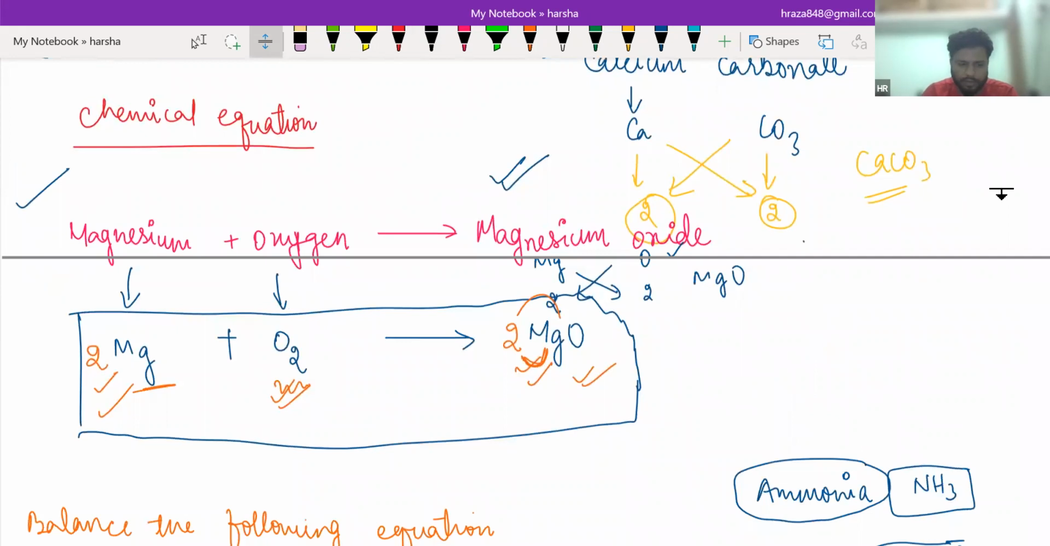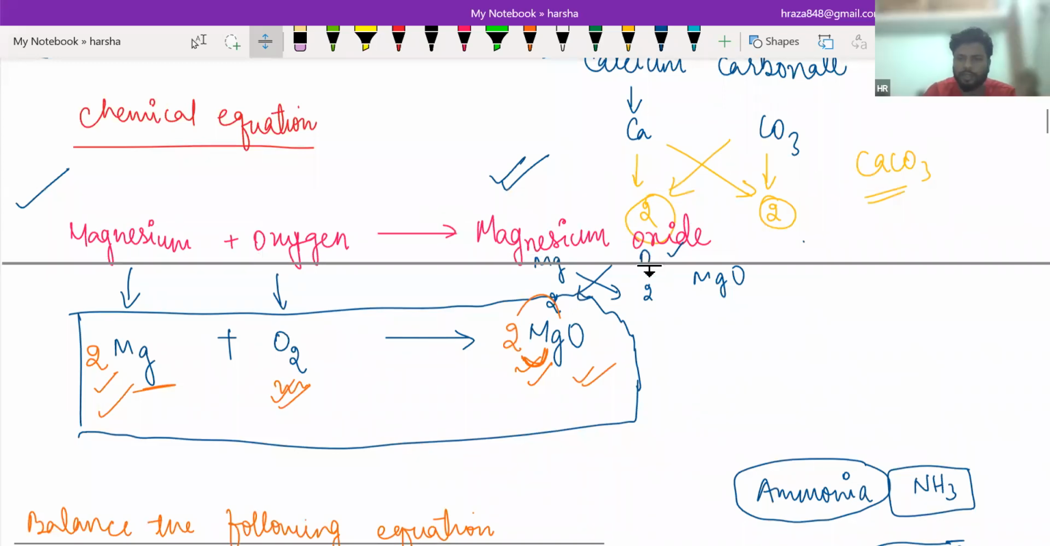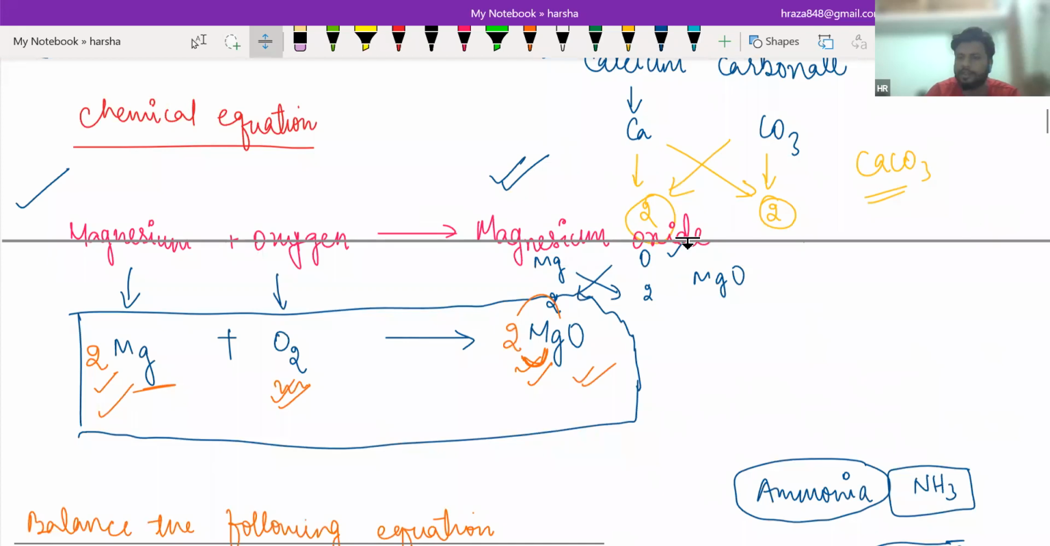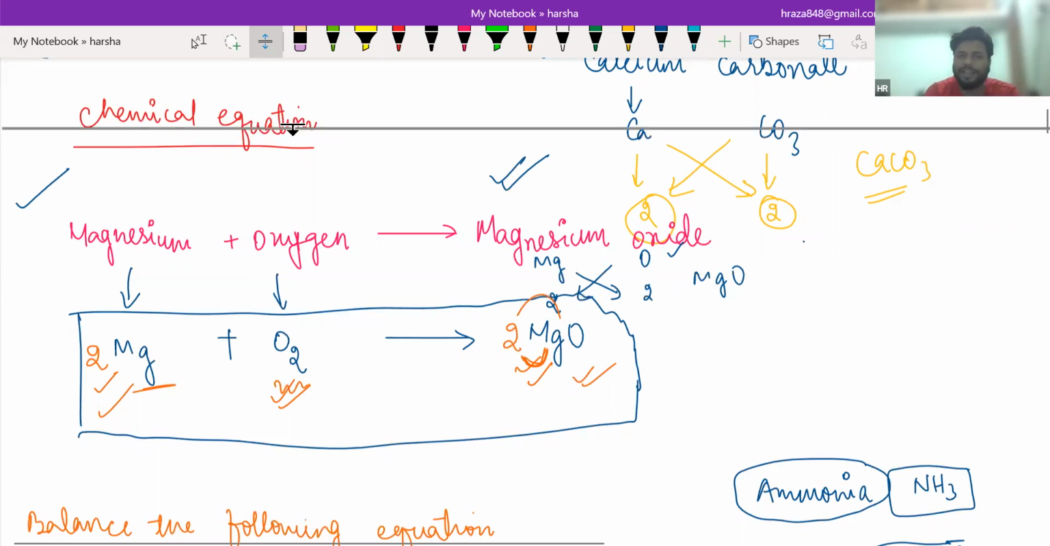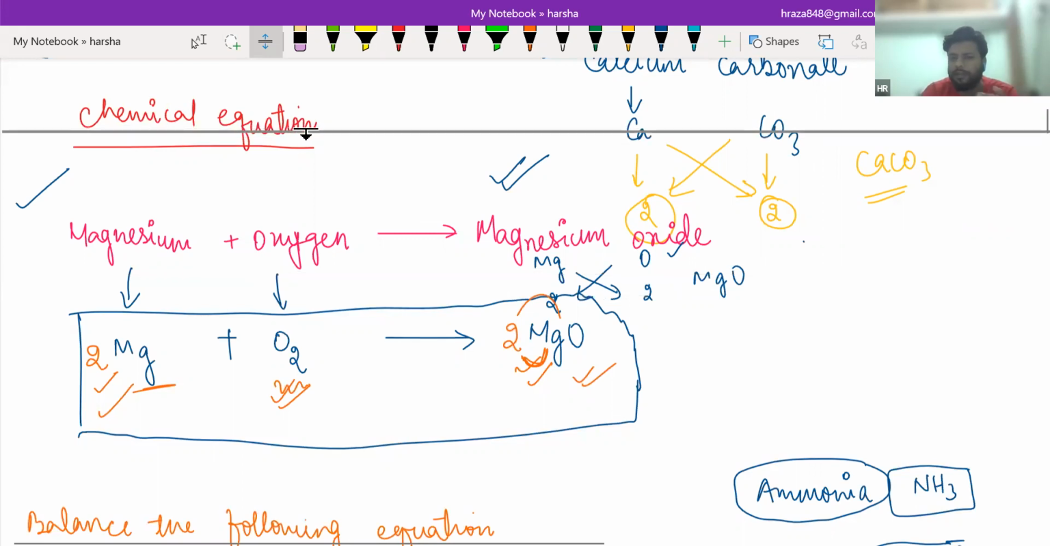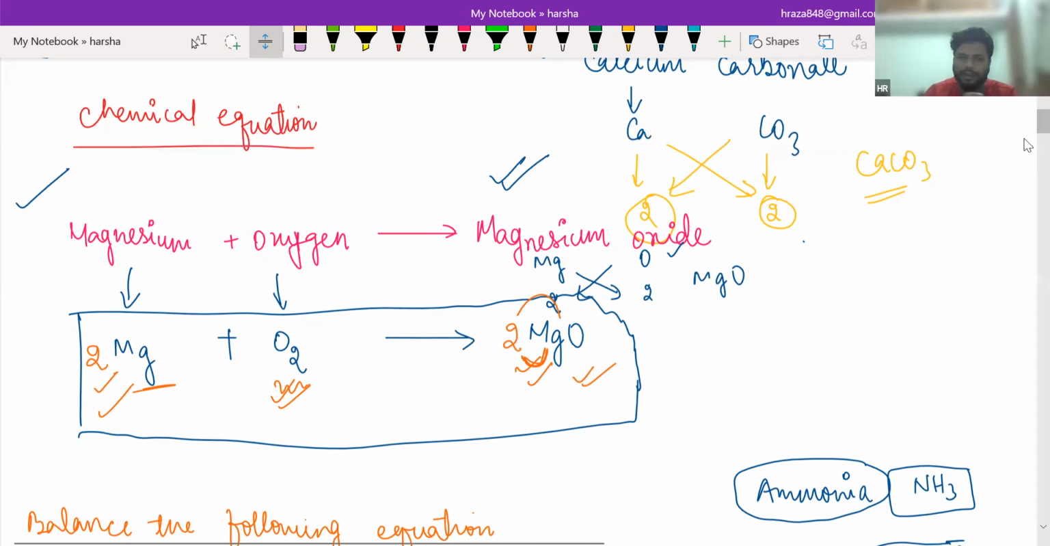Sarah, am I audible? Yes. So see, a chemical equation shows how the chemical reaction is taking place. Like magnesium plus oxygen will give magnesium oxide, and this is a chemical equation. H2 plus O2 will give H2O. That is called a chemical equation. CH4, that means methane, plus oxygen will give carbon dioxide plus water. That is also a chemical equation. And the process that is carried out is called a chemical reaction.